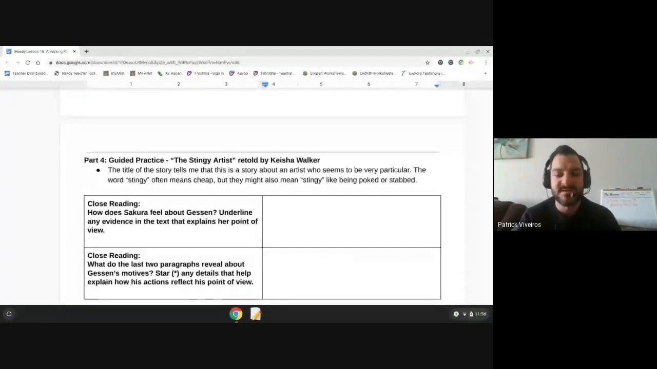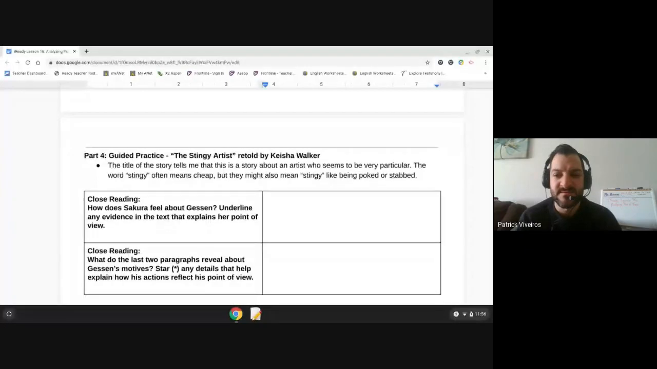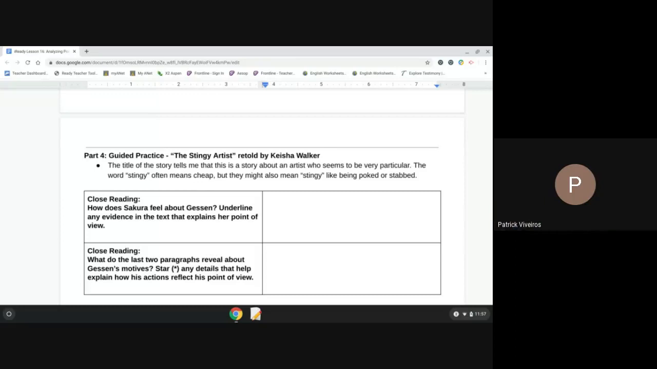Now, the title of the story tells me that this is a story about an artist who seems to be very particular. The word stingy often means cheap, but it might also mean stingy, like being poked or stabbed. However, I think they're referring to stingy, which would mean cheap, like I initially said. But again, based on the title alone, I don't really know. Maybe this is about a scorpion or some sort of spider or hornet, whatever has a stinger on it.